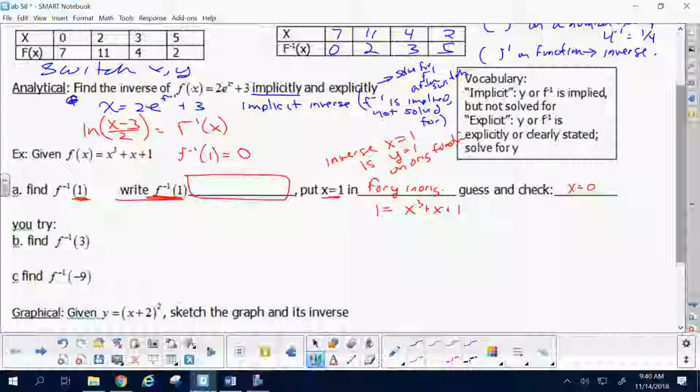f inverse at 3 then. That's the same as if I put 3 in for y in the original and say what was the x. That you can also probably do by guessing. What is it? What x would make that true? 1. Okay? Try one on your own. f inverse at negative 9.